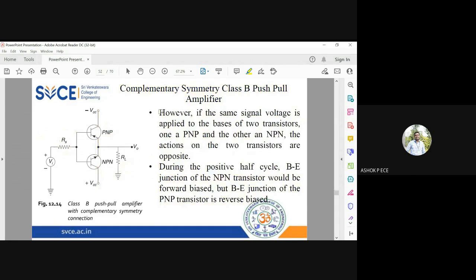PNP. So if the same signal is applied to the base of two transistors, one is going to be NPN, another is going to be PNP. The actions are opposite because each transistor will react to the base voltage differently. NPN will happily accept the positive half cycle signal given to the base, but PNP will reject it because the emitter base junction will be reverse biased.